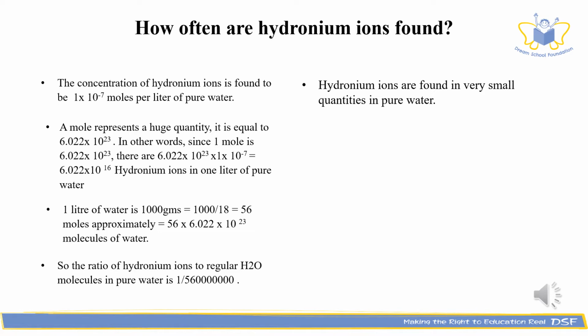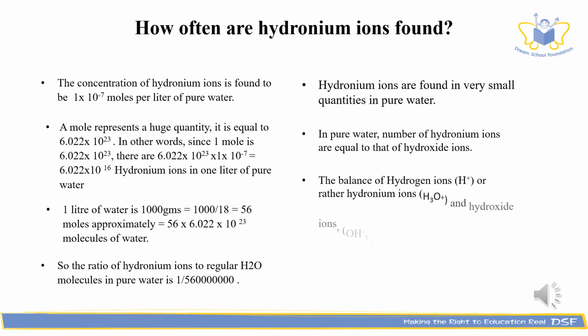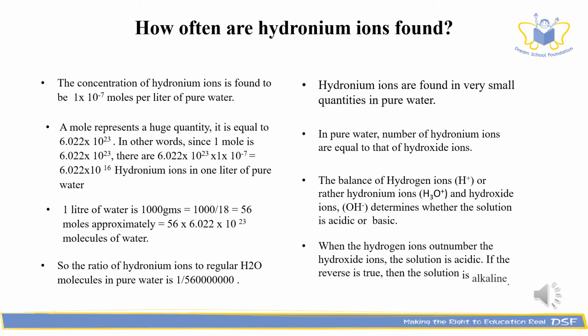But when we add an acid, the number of H+ ions increases, that is, hydronium ions increase, because acids donate H+ ions. In pure water, the number of hydronium ions is equal to that of hydroxide ions. The balance of hydrogen ions, or rather hydronium ions and hydroxide ions, determines whether the solution is acidic or basic. When the hydrogen ions outnumber the hydroxide ions, the solution is acidic. If the reverse is true, then the solution is alkaline.